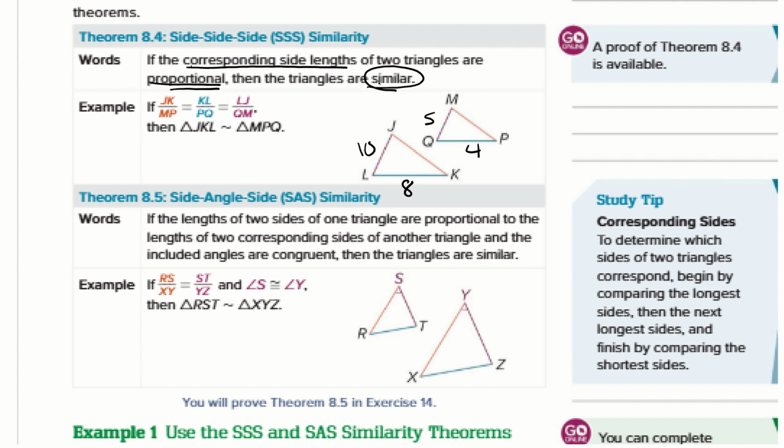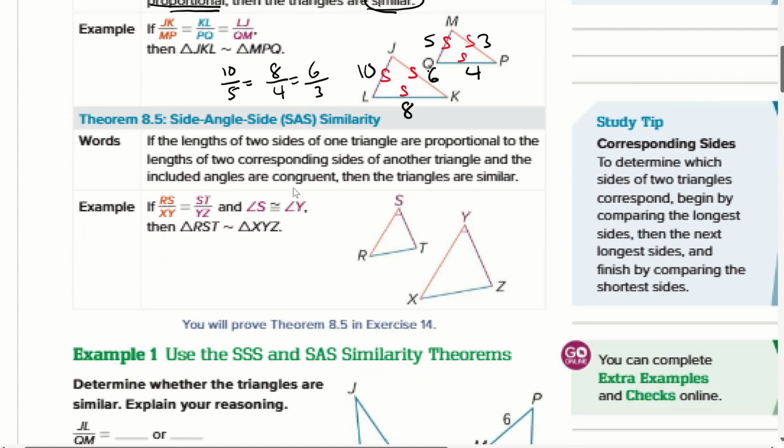So for example, 10 divided by 5 is the same as 8 divided by 4. And then, for example, this could be 6, and then this could be 3. So 6 divided by 3. In this case, these two triangles are proportional, right? The three sides are proportional, SSS, SSS. And therefore, these two triangles must be similar by SSS similarity. Okay? So hopefully that makes sense.